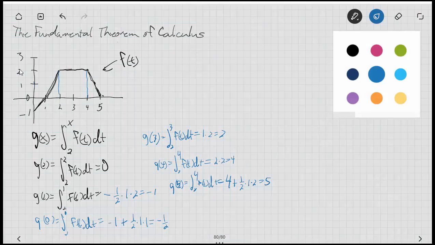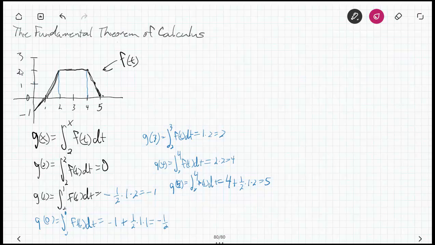Now we can actually graph this curve if we wanted to. Watch. I know that g of 2 is 0. I know that g of 1 is negative 1. I know that g of 0 is negative 1/2, right? All I'm doing is plotting points. I know that g of 3 is 2. g of 4 is 4. I've got to go up here a little farther.